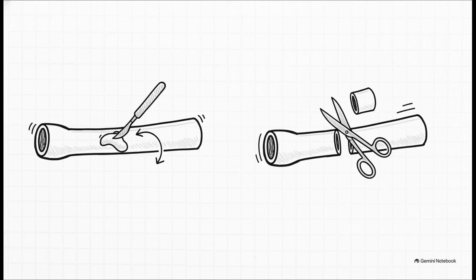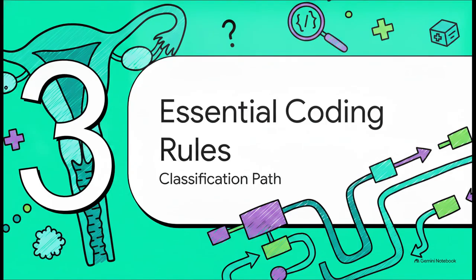Now, alternatively, they might go with a salpingectomy. This is the complete excision or total removal of the tube itself, with the ectopic pregnancy still intact inside it. Your main job as a coder, scan that operative note and pinpoint exactly which of these physical actions the surgeon actually took. That brings us to Section 3, Essential Coding Rules and the Classification Path.